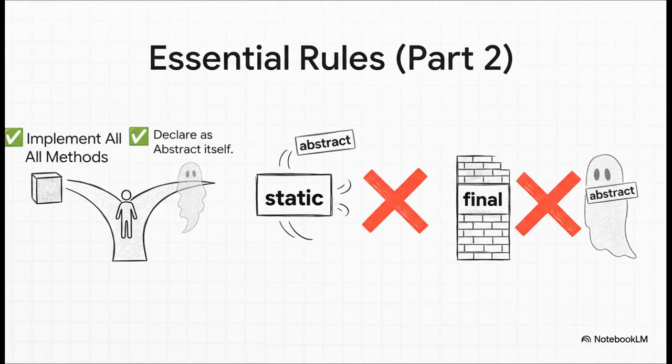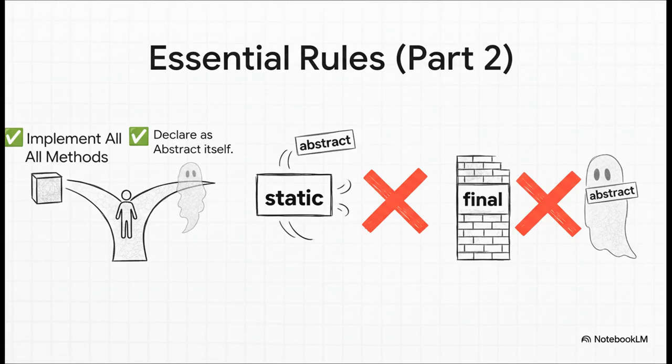A few more quick rules. So, if a class extends an abstract class, it has a choice to make. Choice 1, it implements every single abstract method it inherited. Or, choice 2, it chickens out. It says, you know what? I can't implement everything, and it has to declare itself abstract as well, basically passing the responsibility down to its own children. Also, static methods can't be abstract.